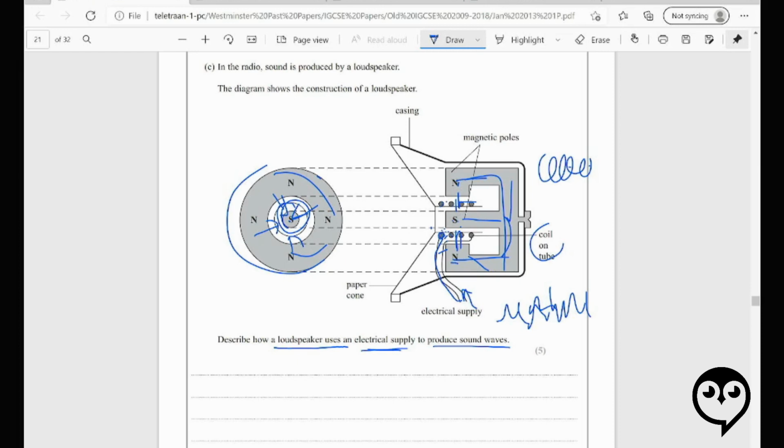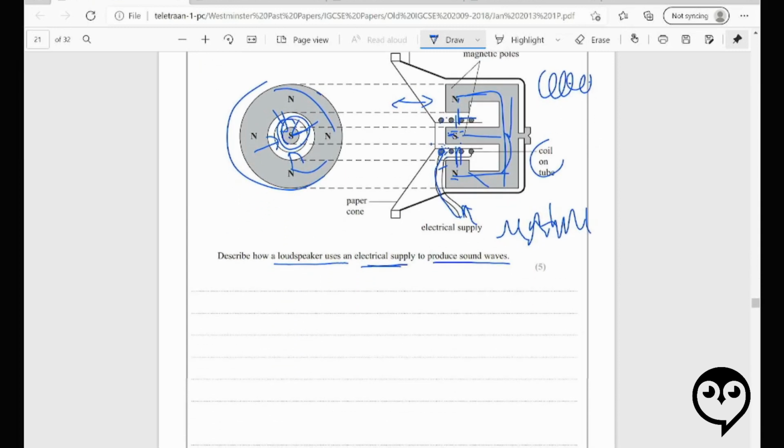That force is going to be determined by how strong the changing magnetic field is, all right? And you will get either some small oscillations or some large oscillations, but this is how we get different volumes. This is how we get different amplitudes of this cone moving. The larger the force experienced, the larger the amplitude, the louder that sound is going to be, okay? I've explained it all how it's going to go. We'll look at the mark scheme to see how they break that down.